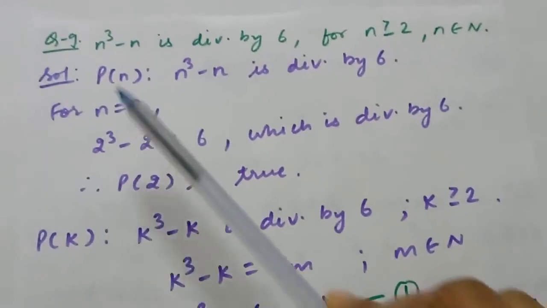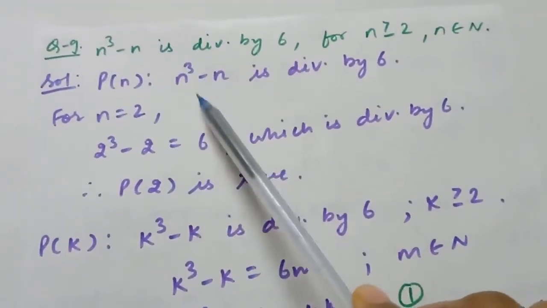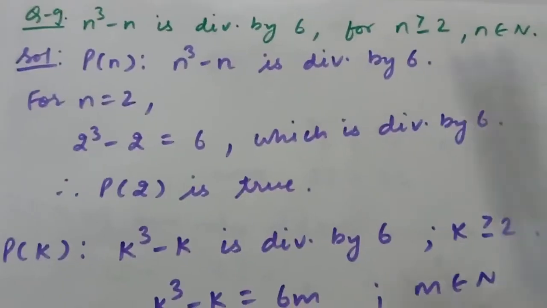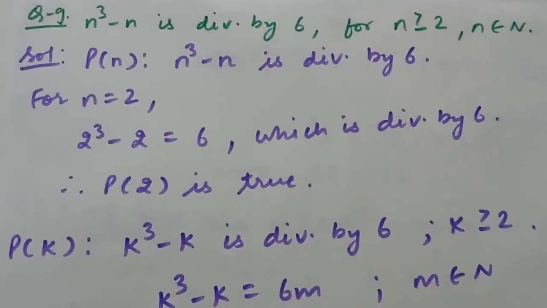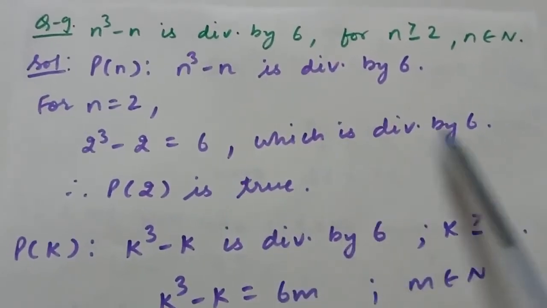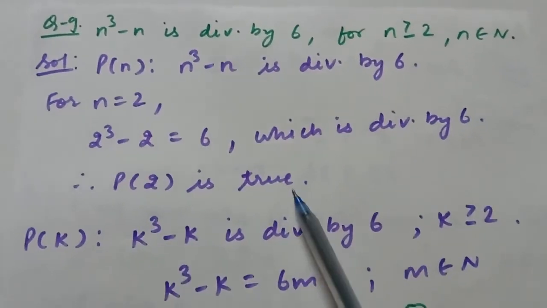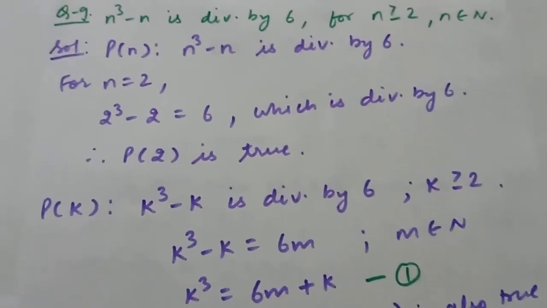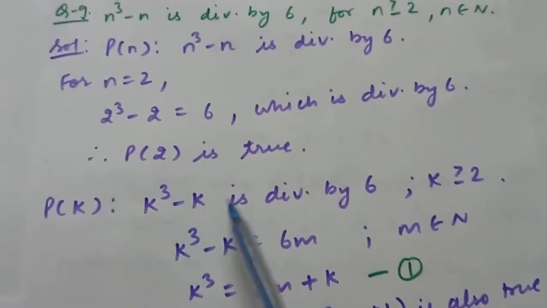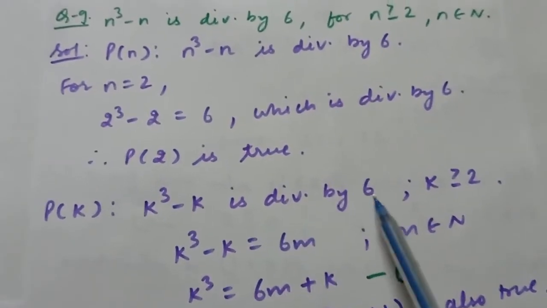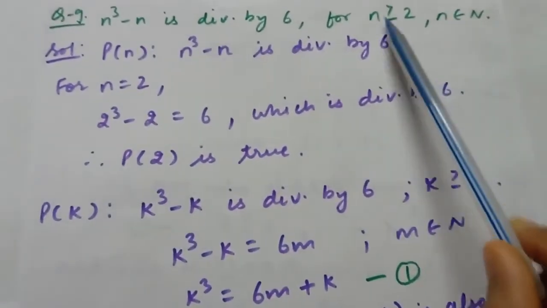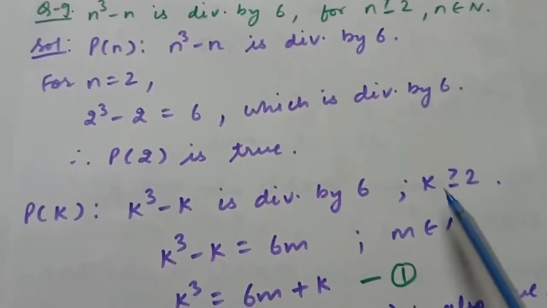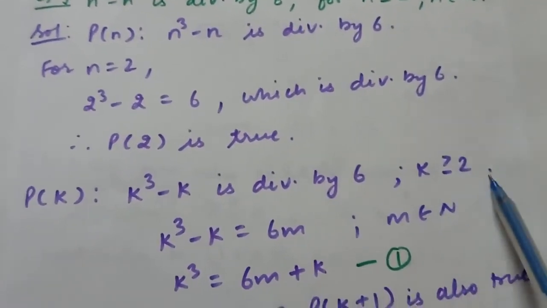So first of all, let the statement be Pn, n cube minus n is divisible by 6. So check it for n equal to 2. 2 cube minus 2 is 6, which is divisible by 6. Therefore P2 is true. Now we will assume that it is true for Pk. So Pk will be k cube minus k is divisible by 6. Also mention this because we write in place of n this k, as n is 2 or greater than 2, therefore k is also equal to or greater than 2, right?